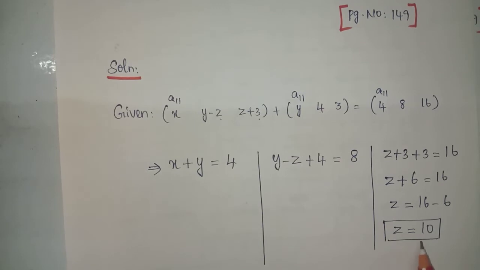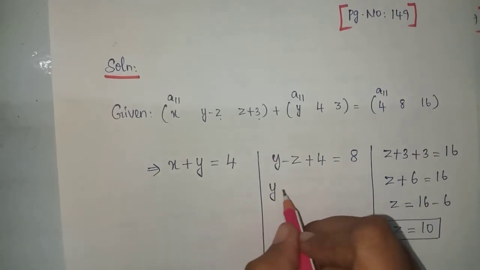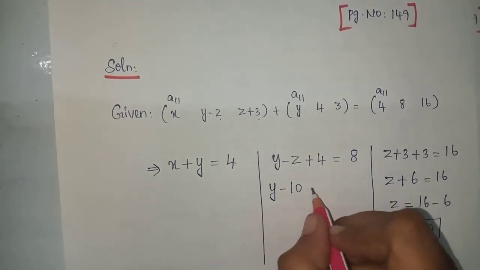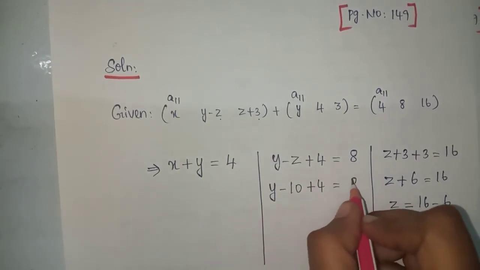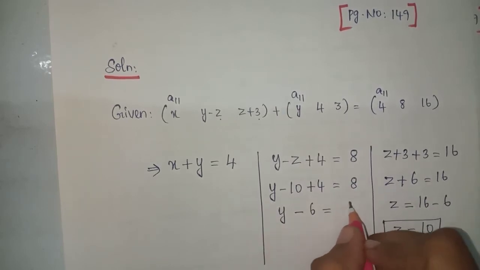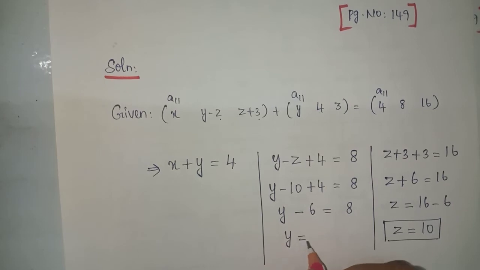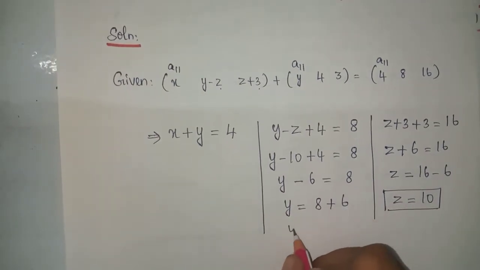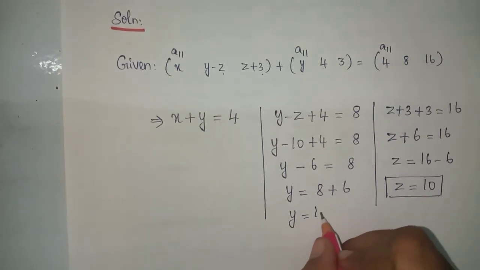Now you substitute the value of z in this equation, and you get the value of y. So y minus 10 plus 4 is equal to 8. So y minus 6 is equal to 8. Y is equal to 8 plus 6. So the value of y is equal to 14.